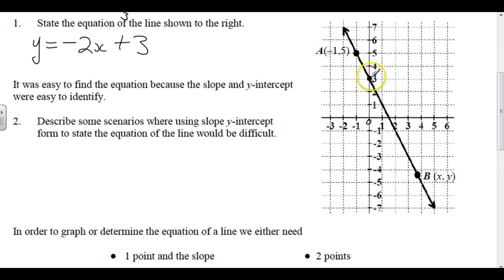It wouldn't be so easy if, let's say, we had a line that did this. So we can't identify the y-intercept easily, and probably from this we can't really identify the slope easily. Like, what if it were negative 17 over 16 or some really weird number? It would be really hard to do. So describe some scenario where slope and y-intercept are not easy to come by.